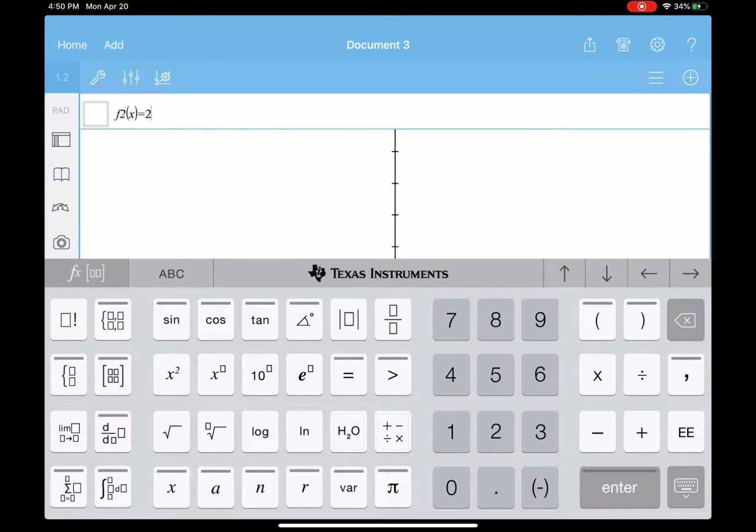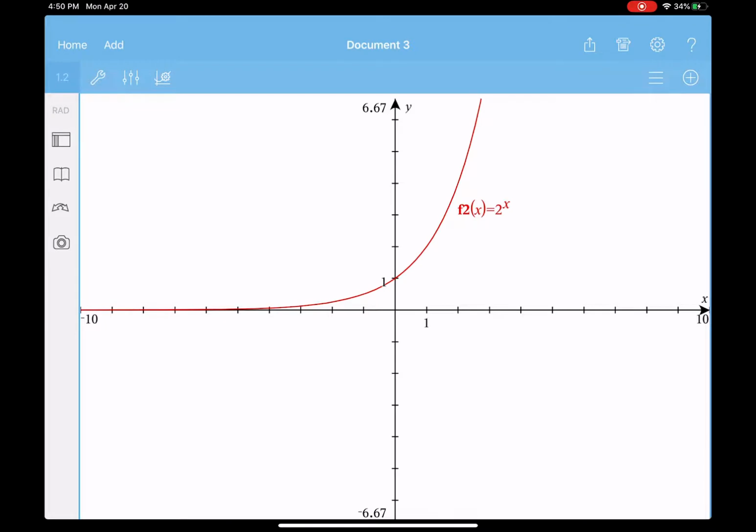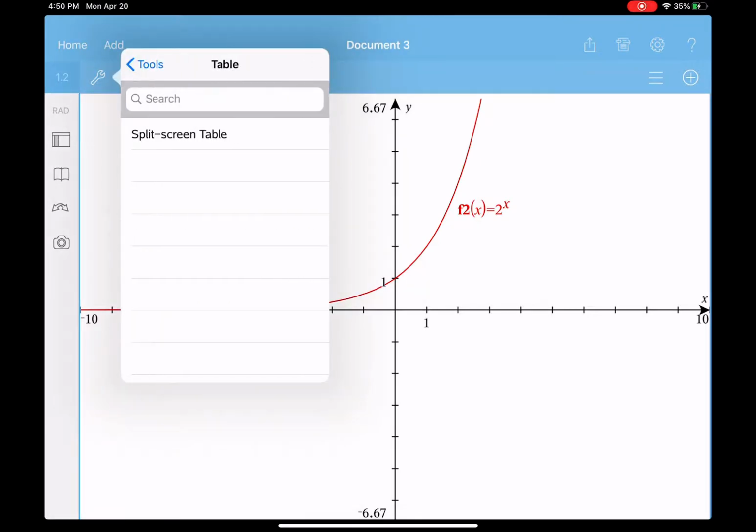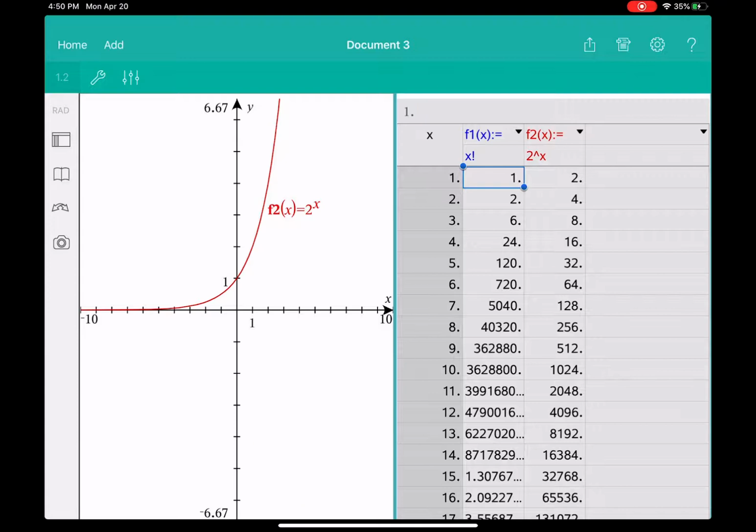2 raised to the x power here. All right, well, we have a function for that one, of course. Since I don't have graphs to compare, what I'm going to look at are the tables, split screen table. We have the factorials on the left-hand side, and the exponentials on the right-hand side. Which one's getting bigger faster?